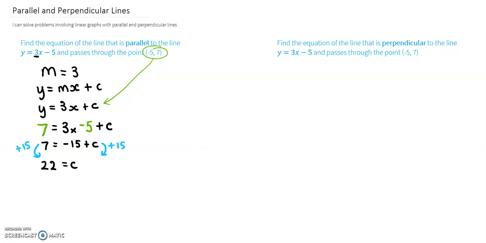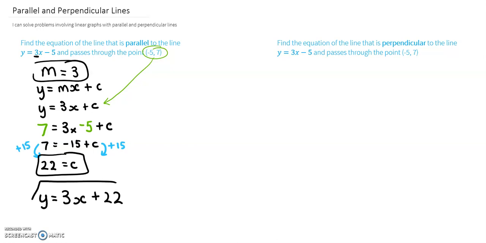So now that we know the gradient and we know our plus c, we can find the whole equation. So we can say, all right, well, it's y equals 3x plus 22. And that is our final answer. That is the line that is parallel to this line and also passes through this point. And you could sub these points back in just to double check. I'm not going to do that in the interest of time, but you can sub it back in to check your answer's correct. All right, moving on.